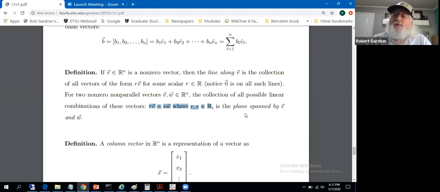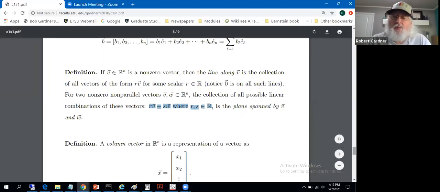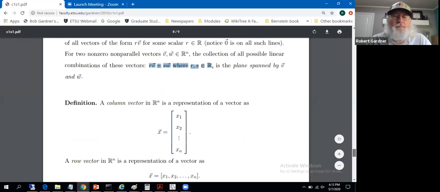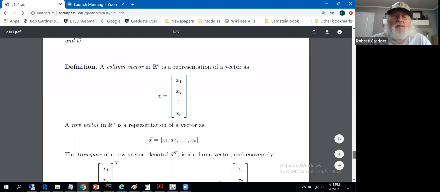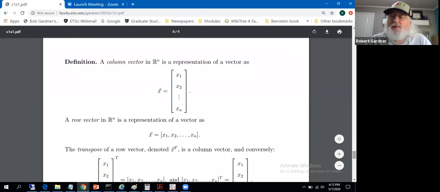Then you'll get yourself a bunch of vectors that lie in a plane. We'll elaborate on that as time goes by. But there's the definitions, a little bit more stuff just to get the ball rolling here in this first section.